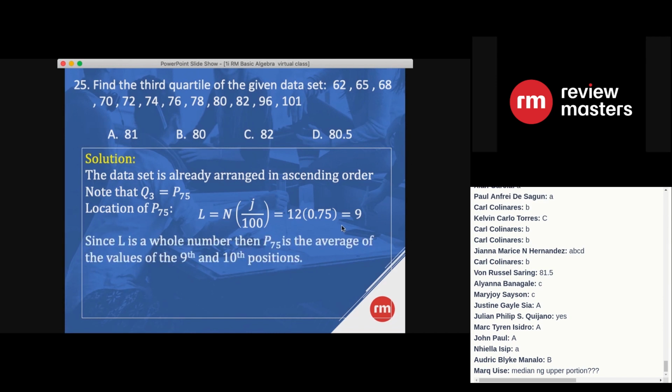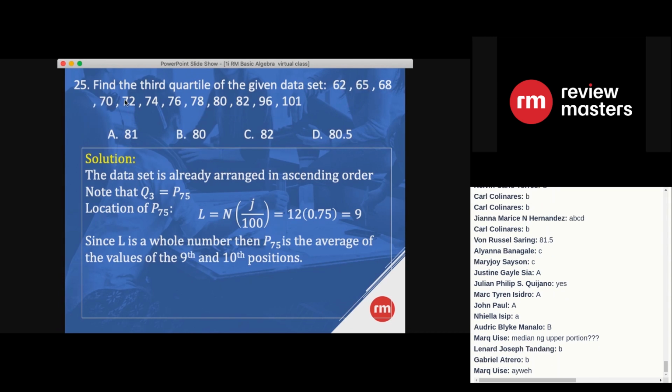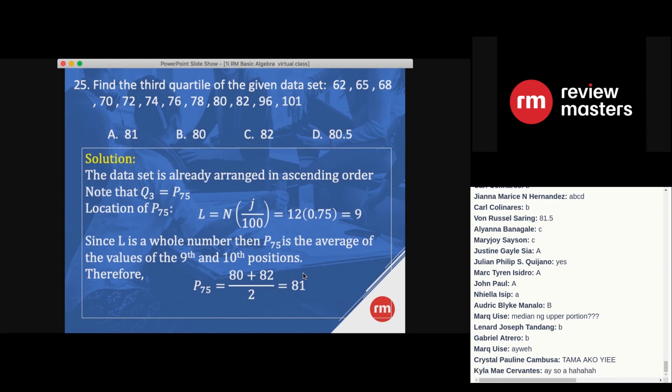Now, 9 is a whole number. Ang sabi, if it is a whole number, so yung ika-9 position at ika-10 position, kukuhanin natin ang average. Okay, so anong 9 position? 1, 2, 3, 4, 5, 6, 7, 8, 9. So itong 80 at saka 82, i-add natin at kukuhanin ng average, divided by 2, and the answer is 81, and that is choice letter A. Okay, so the answer is letter A.